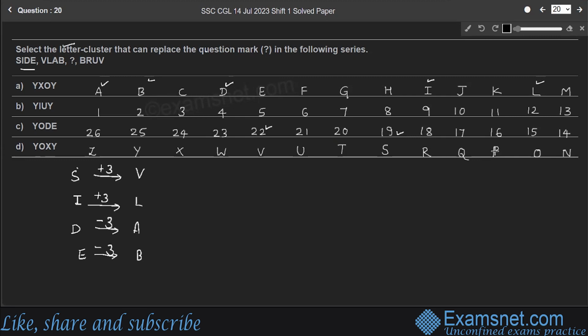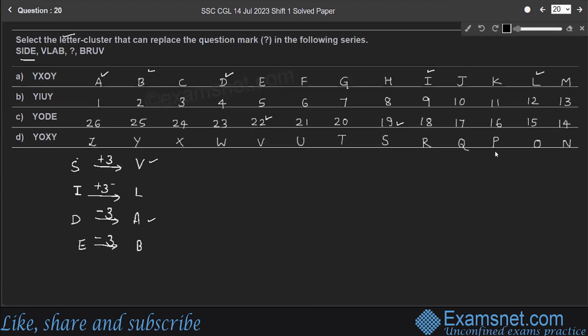So the first letter plus 3 gives the first letter of the next cluster. Second letter plus 3. Third letter minus 3. Fourth letter minus 3, right? So here the logic is like this. Apply the same logic here to get the third cluster. First letter plus 3, second letter plus 3, third letter minus 3, fourth letter minus 3, right?